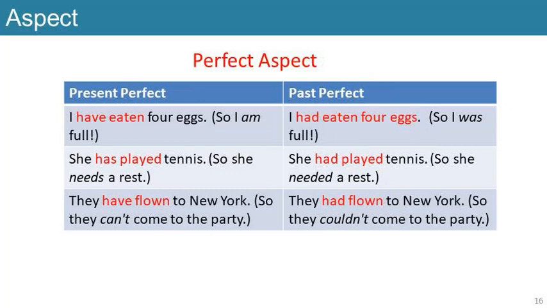Finally, let's look at the perfect aspect. Perfect in this case means completed or finished. You will note that the auxiliary verb to have is used with the past participle. So in each of the example sentences, the speaker wishes to convey that the action of the verb was or will be completed at a certain point in time.